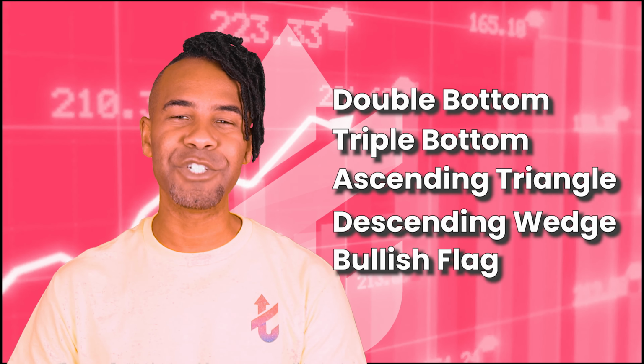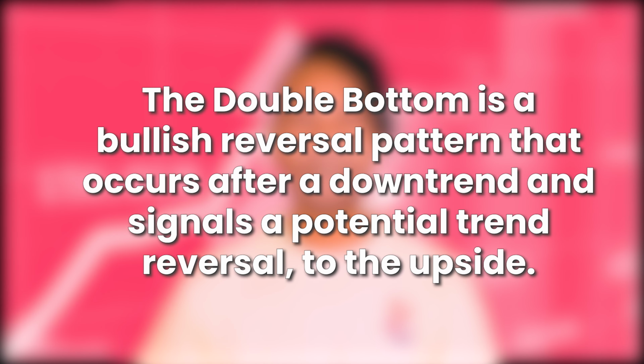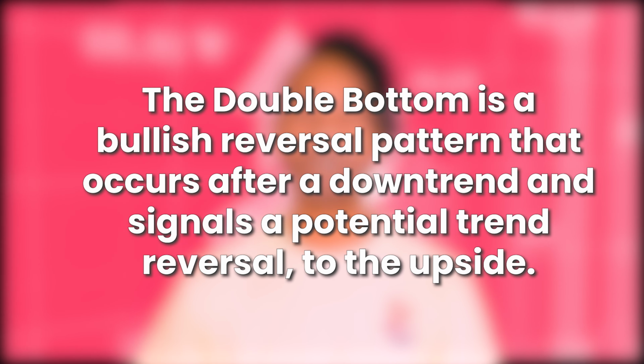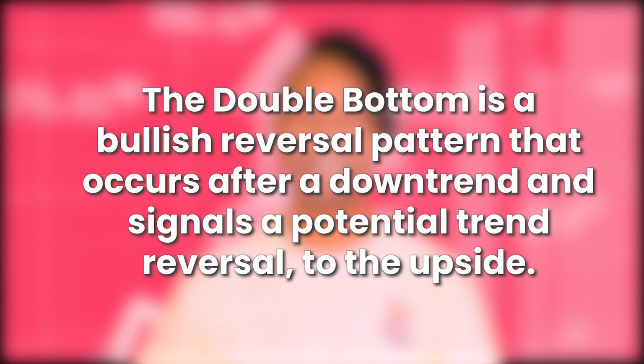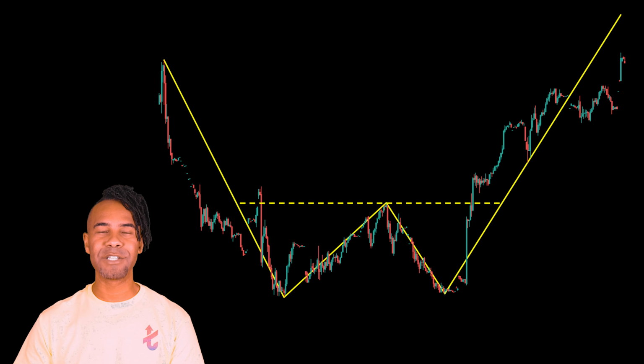Let's break down each pattern one by one. The first pattern we're going to explore is the double bottom. The double bottom is a bullish reversal pattern that occurs after a downtrend and signals a potential trend reversal to the upside. This pattern is characterized by 2 distinct troughs or bottoms at approximately the same price level, separated by a peak in between, which creates a neckline. The double bottom typically forms after a prolonged downtrend. Traders are pessimistic, but the chart formation signals optimism.